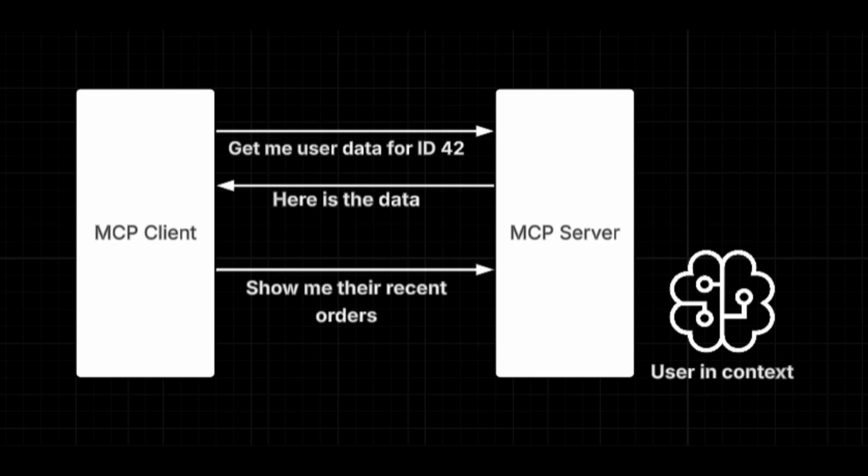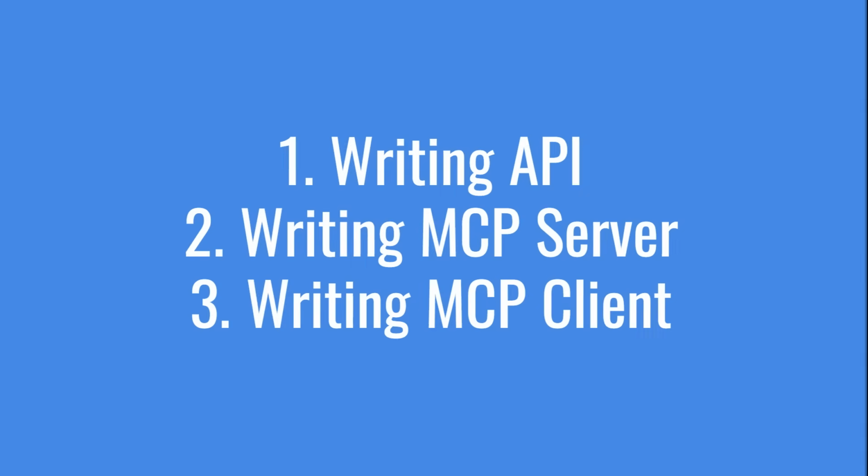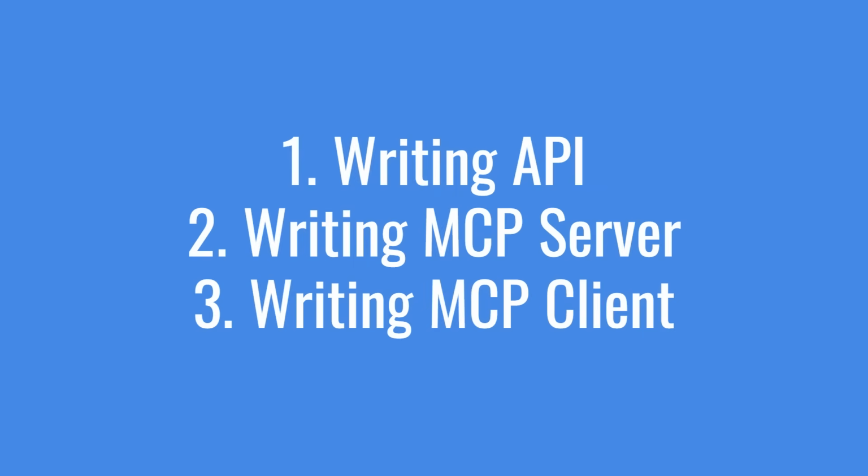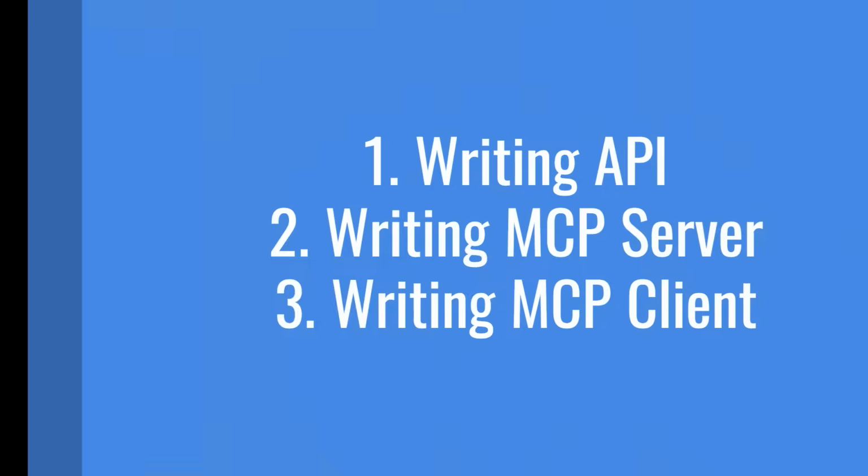Okay, enough talking, let's get into action. Our live demo and the MCP server we are going to build today will be in three steps. First, we will write a sample API that should be converted into an MCP server. Second, using that API, we shall write an MCP server. And finally, third, to test this out, we will write an MCP client to test this end to end.